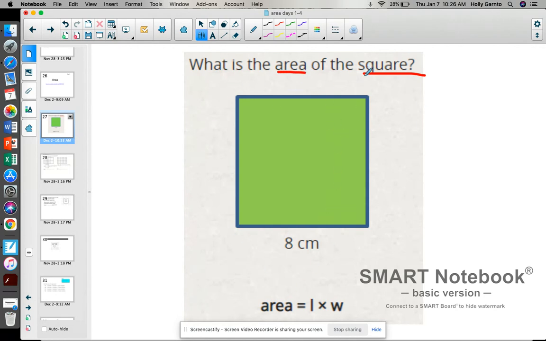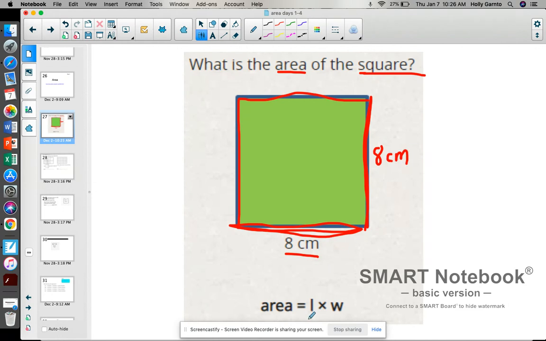So what we're going to learn about squares later on is that all sides of a square are equal. So if all sides of a square are equal, that means this side is the same as this side, is the same as this side, and this side. So all 4 sides are equal. So if this side is 8 centimeters, the rest of the sides have to be 8 centimeters.